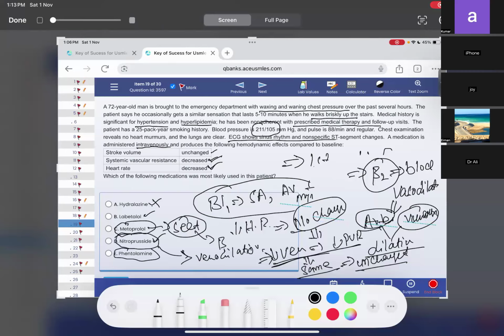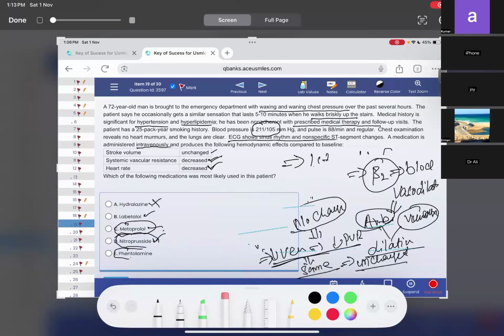And phentolamine, can anybody tell me what is it? Alpha 1 antagonist. It is usually an antagonist. Alpha 1 agonists are norepinephrine, we told you that yesterday. So which option is correct?